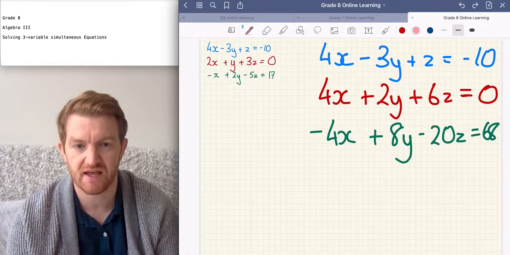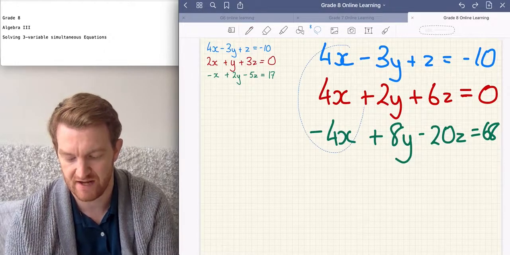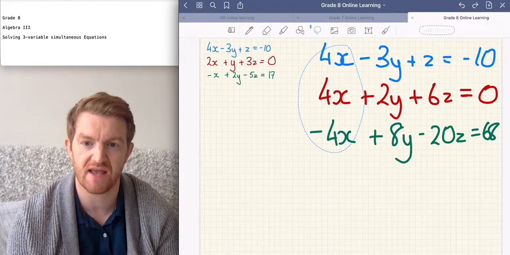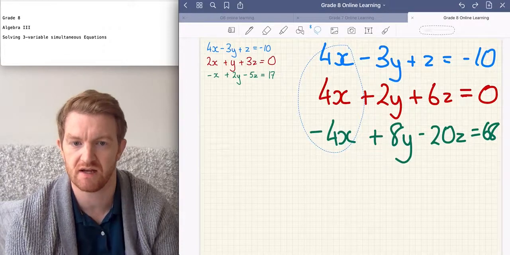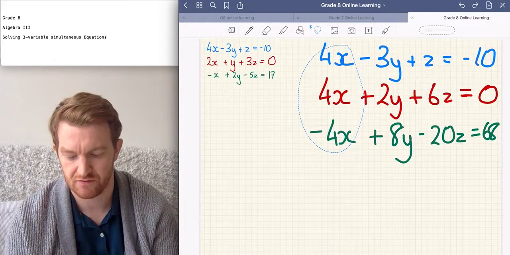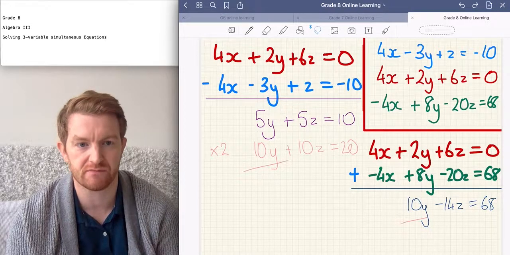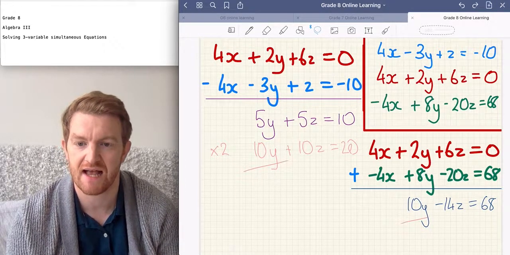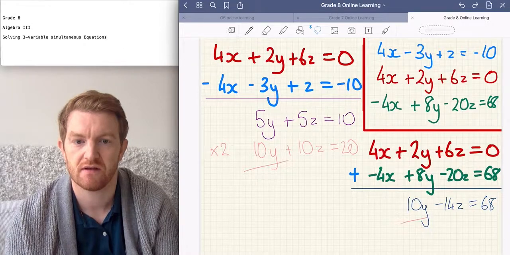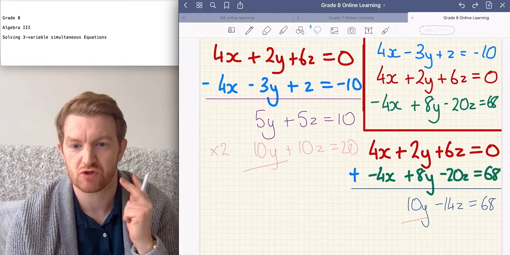I chose to do elimination, so I made the 4x's the same, I made them all 4x by multiplying or dividing. Once you've got that, you can choose pairs, so I chose red and blue, red and green. I could have chosen blue and green as well. Remember to add and subtract at the right times. I then got an equation with two variables.